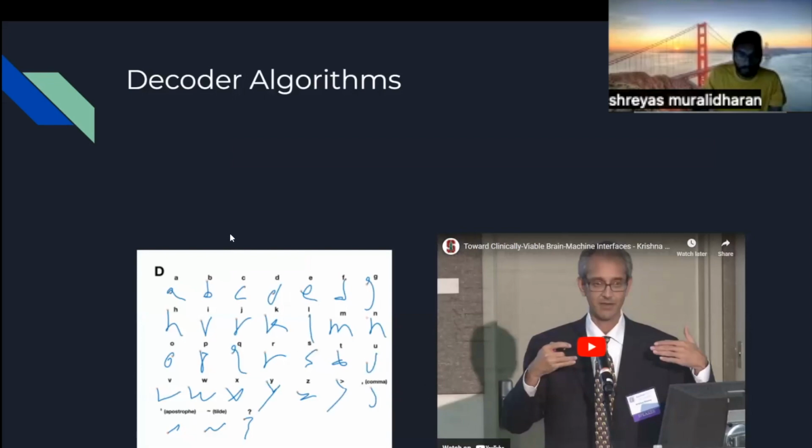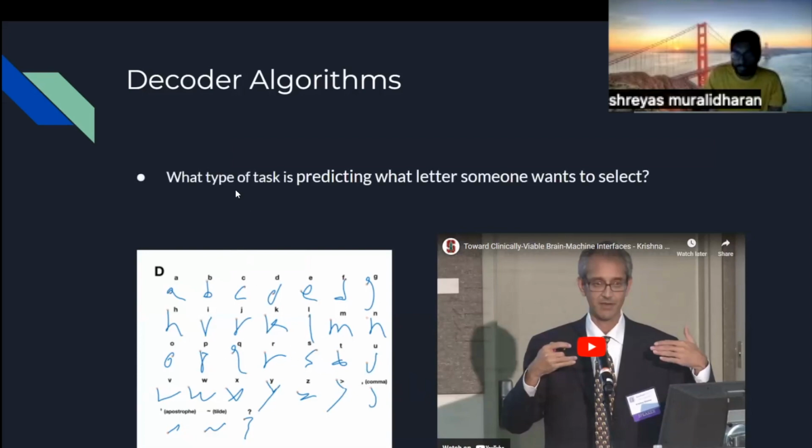So here, maybe let's say we're looking at the type of letter. What type of task is predicting what letter someone wants to select? Thanks, Drew. How about, yeah, classification, right? Great. And then as we talked about, what algorithms you might know might work for this, I'll show you this in 1 second.